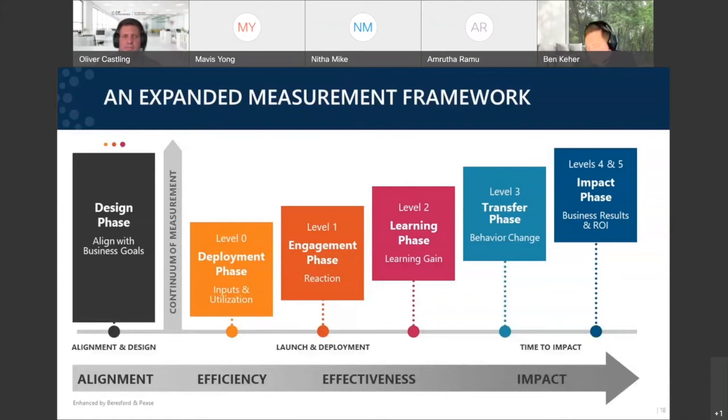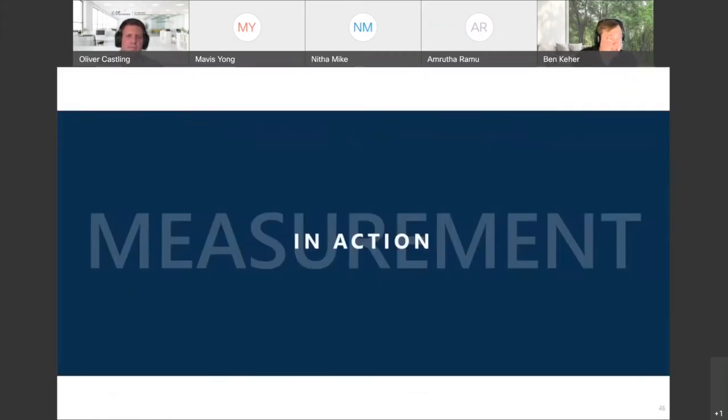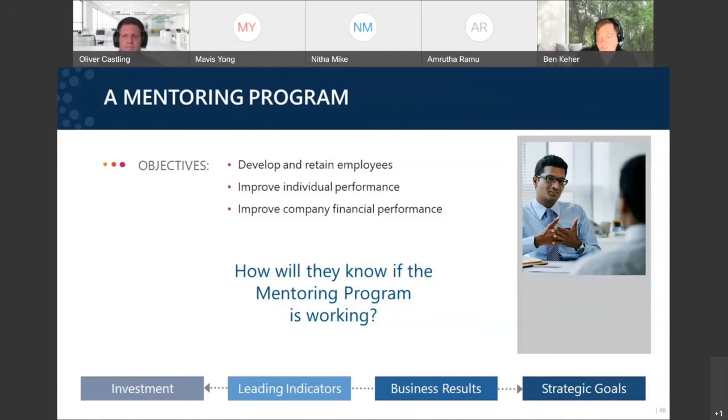The last thing I'm going to finish on, to give us 15 minutes for questions, is just quickly share with you an example of this in action. So this is a real program. We were developing a mentoring program for a client in the Americas. The objectives were to use a mentoring program with the goals of developing and retaining employees, improving individual performance, and improving company financial performance.